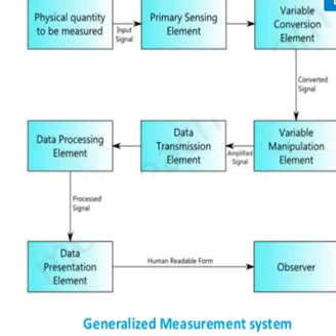Hello everyone. In this video we will see how the generalized measurement system works. In any measurement system there are 6 to 7 elements to measure the quantity.